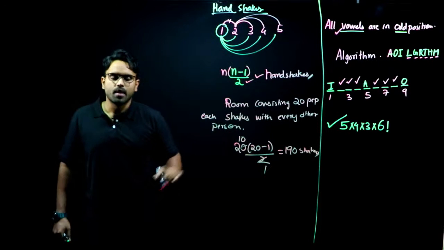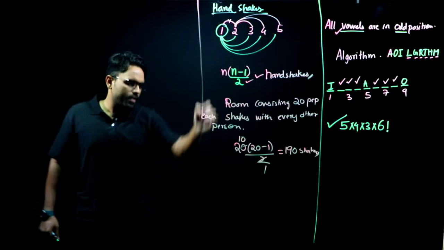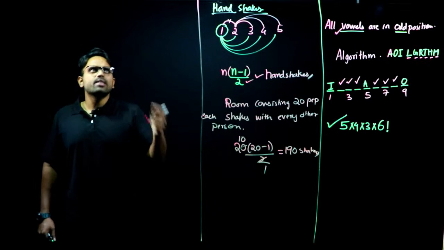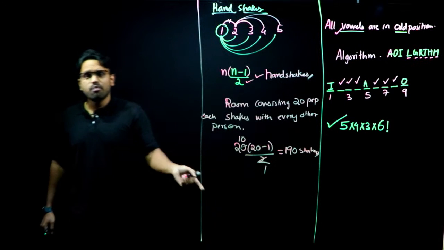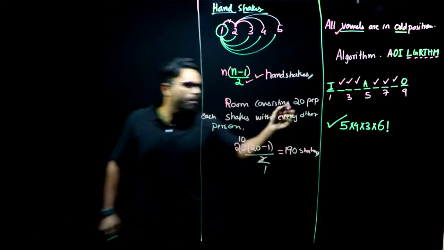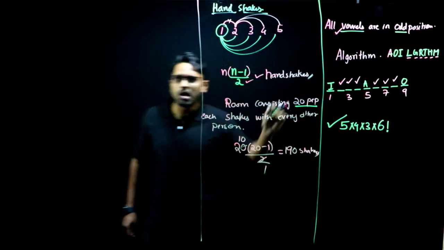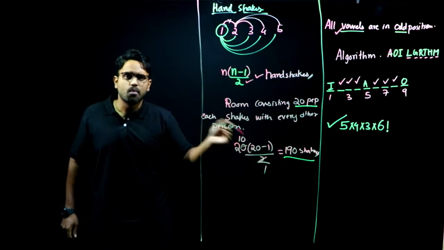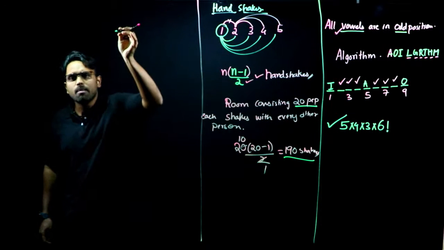The other way they can ask you a question on handshakes. Here, the number of people in the room was mentioned, and they were asking you about the handshakes. But what happens if they give you the number of handshakes instead?